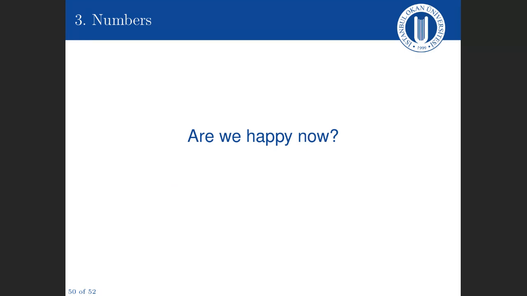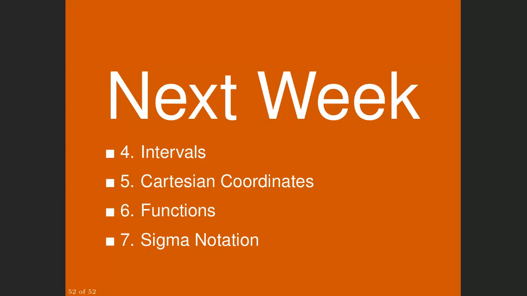So I ask you, are we happy now? Do we have enough numbers to be able to do mathematics? And the answer to this question is yes. Now that we have the real numbers, now we can do mathematics. And this is the end of today's lesson. Next week, and I'll tell you the sections in case you want to look ahead through the lecture notes, we're going to talk about intervals, about Cartesian coordinates, about functions, and sigma notation. This is the end of today's lesson.